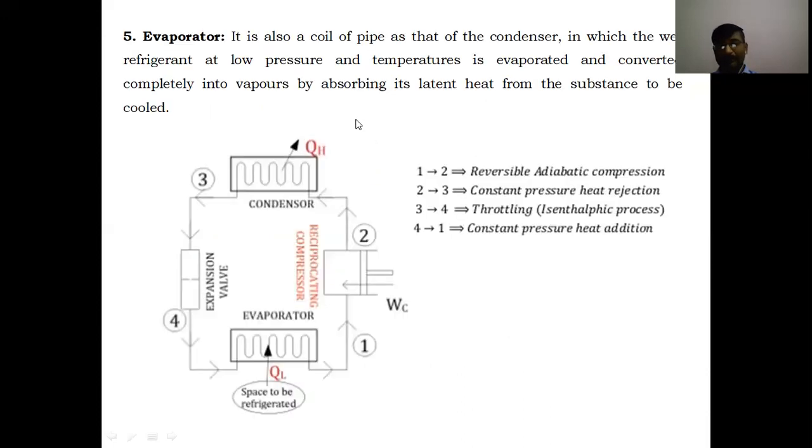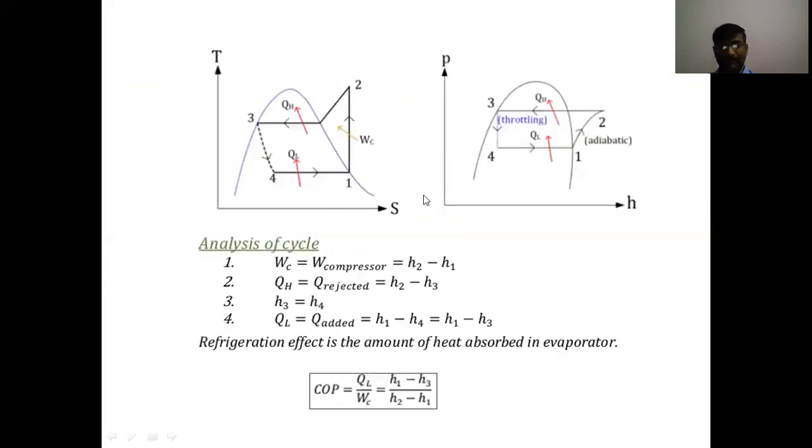1-2. What is the 1-2? 1-2 is the process that occurs in the compression process. It is called the reversible adiabatic compression. Reversible adiabatic compression means isentropic compression. An isentropic process is represented vertically on the TS diagram, and as a curved line on the pH diagram. 1-2 is the isentropic process. During this process, work is consumed by the cycle. WC is the work consumed by the cycle, or work given to the compressor during this process.